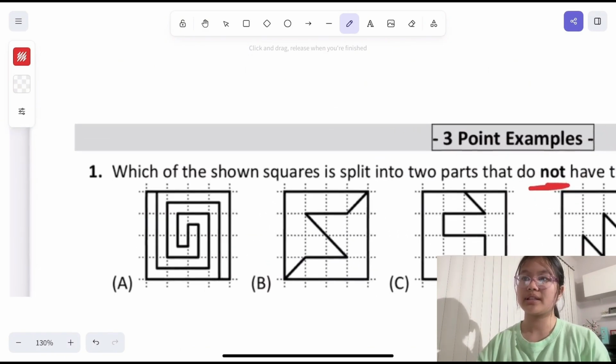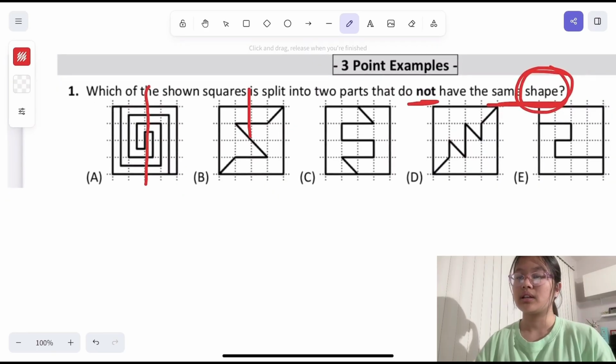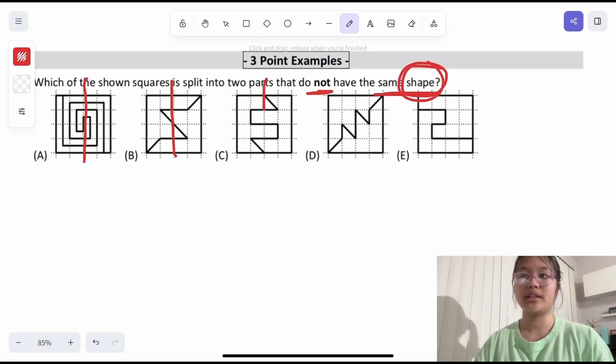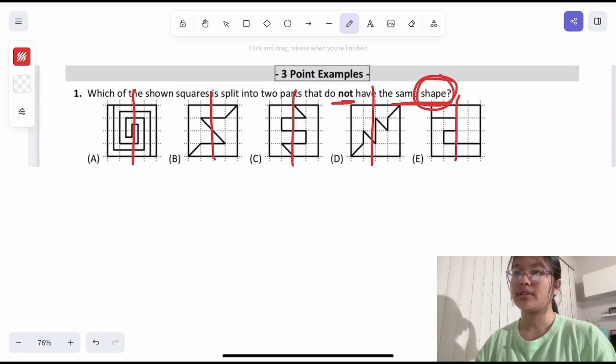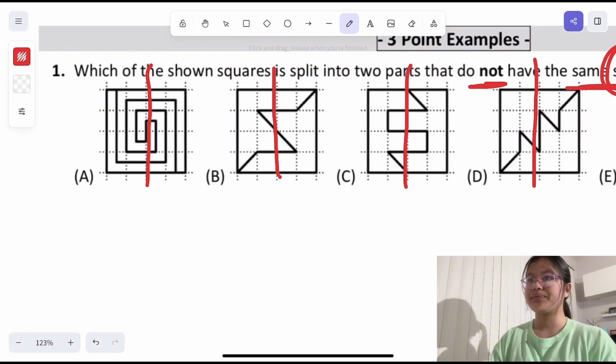So it has to be the same shape that we're observing. So we're going to use the cross out multiple choice method. We're going to split everything in half for now. Split everything in half. Okay. Now once everything is split in half, we're going to see which ones have about the same shape. So let's look at A.